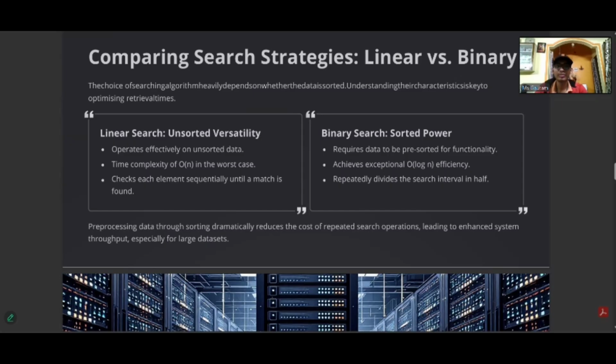Today I am going to briefly compare linear search and binary search and explain their importance in real-time large-scale databases. Searching is a fundamental operation in computer science used to find a specific element from a collection of data. The two common search strategies are linear search and binary search. First, let us talk about linear search.